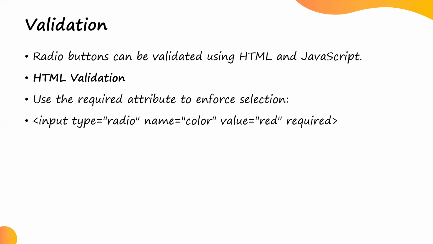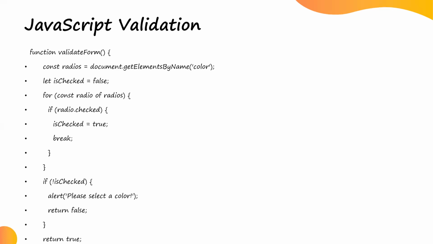Most of the elements that we have discussed so far, if you want to make sure that the user gives you a value or selects it, you have to use the required keyword. For JavaScript, you can also validate it. Here we are writing a function, and we are getting all the elements by name. If you don't know JavaScript, you might not get this. With DOM manipulation, we are getting all the radio buttons because all of them have a name.